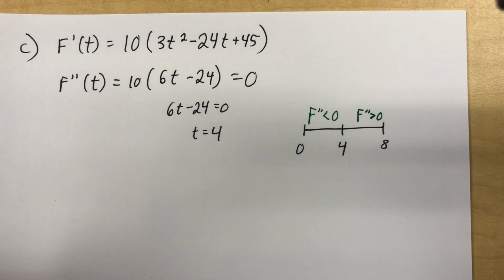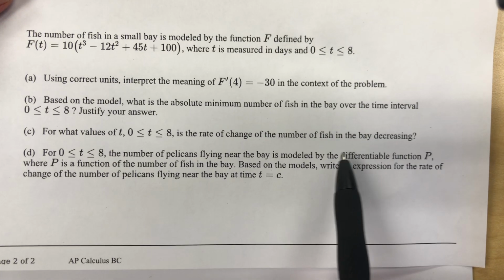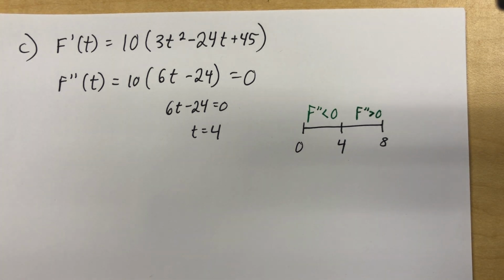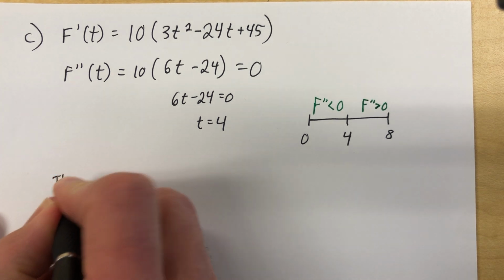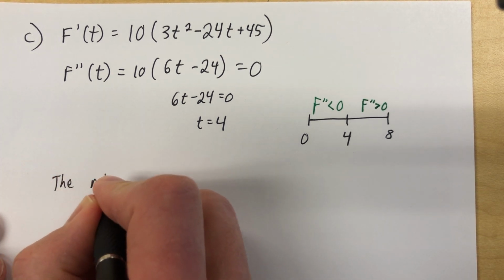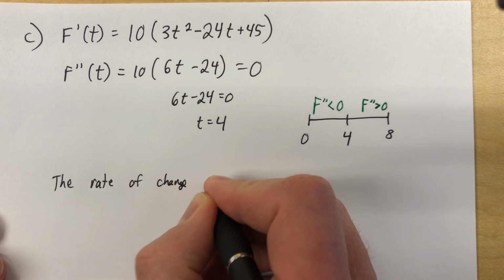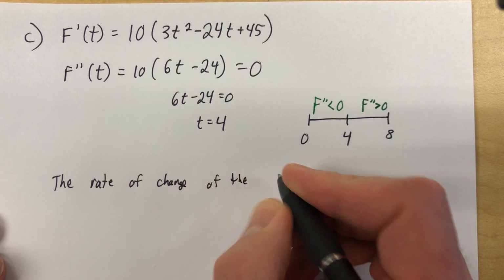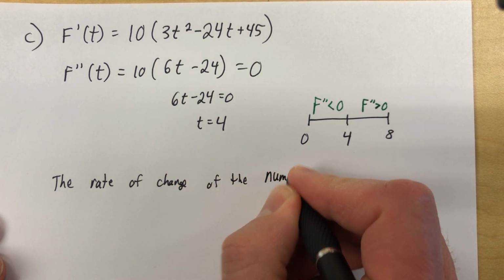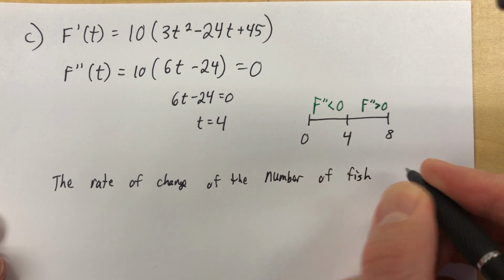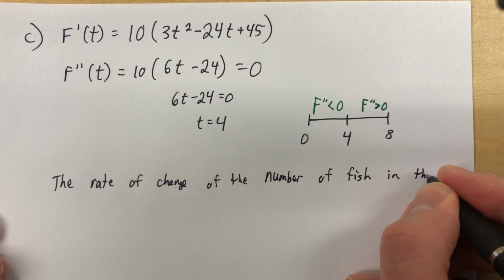So I want to know where the rate of change of the number of fish is decreasing. I'm looking for where the second derivative is negative, and I'm going to write that in words. So here goes. And I'm going to write it the way they worded it. The rate of change of the number of fish, I'm going to get really specific here, in the bay.